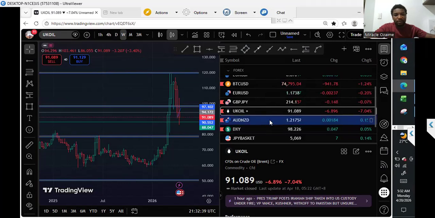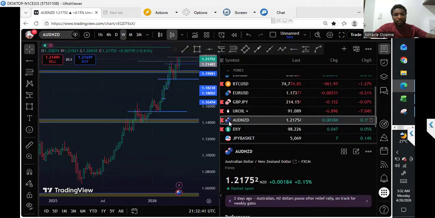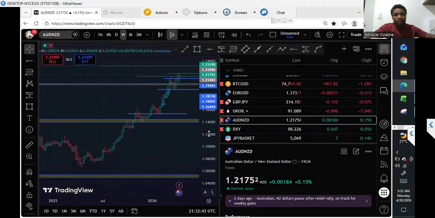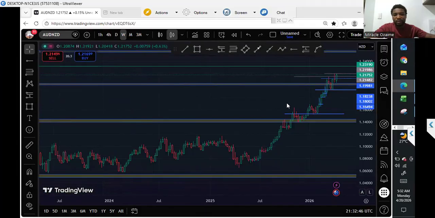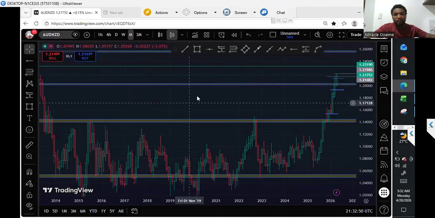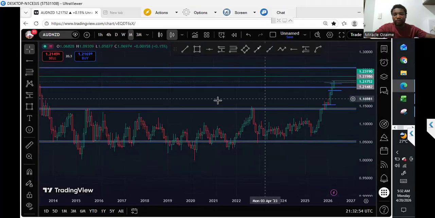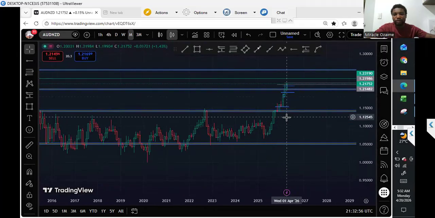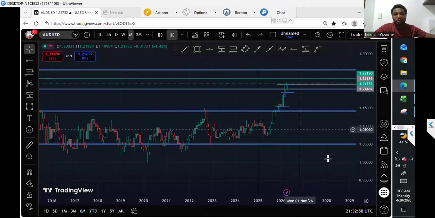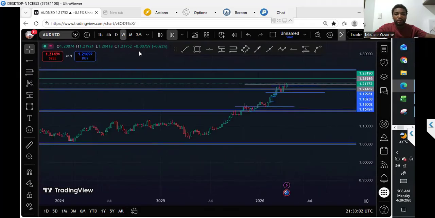And the next pair that I'm going to be checking is what AUD New Zealand is doing. AUD New Zealand, on the other hand, when we come to the monthly time frame is really looking bullish. We'll see a push, a drop, a push, a drop. This market is looking bullish on the monthly time frame, really bullish. So we'll come back to the weekly time frame.